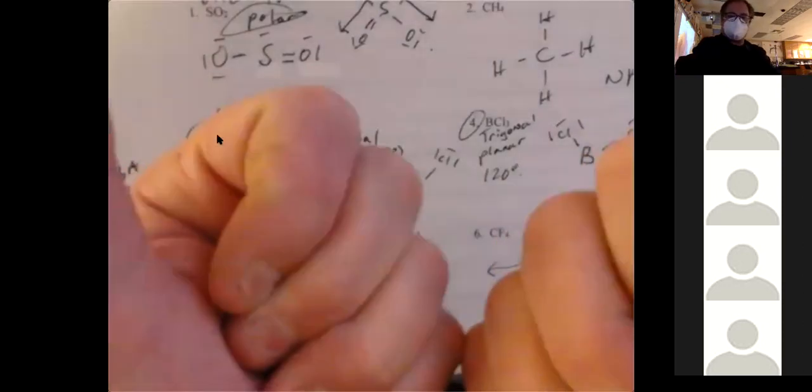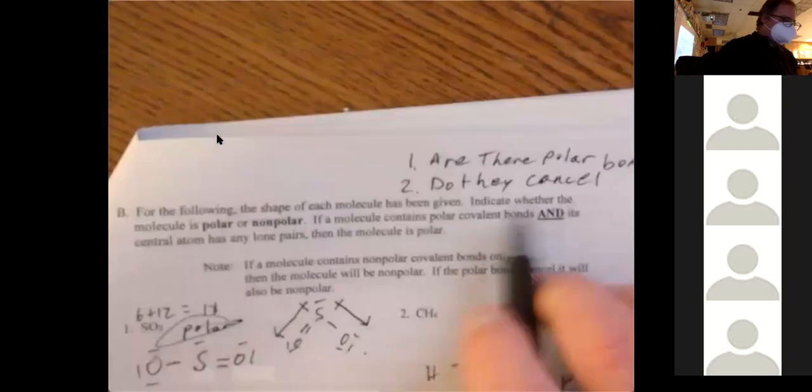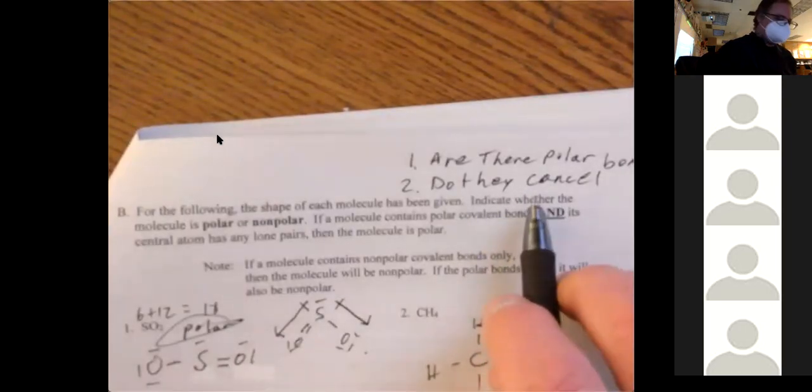But is tetrahedral flat? No. So it's not just going right or left. One's going this way and the other one's going that way. Well, both of my thumbs are pointing which direction? Up. Both of my thumbs are pointing up. That means there's no pull in the downward direction. That means that this is polar. The electron pull is not canceling out. That means it is polar.